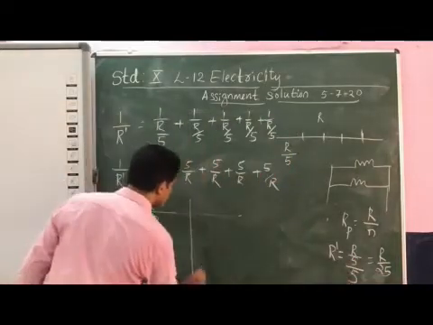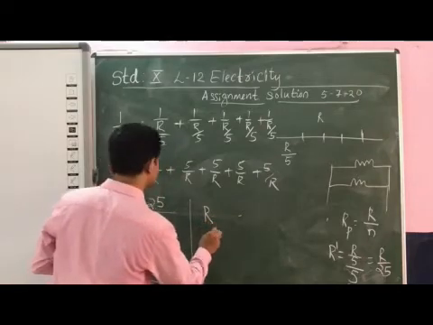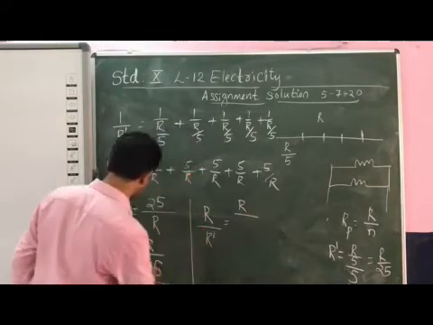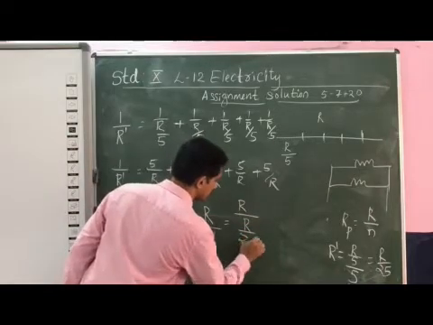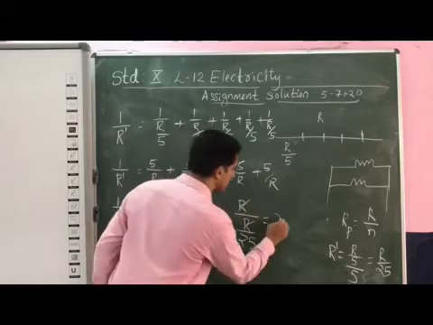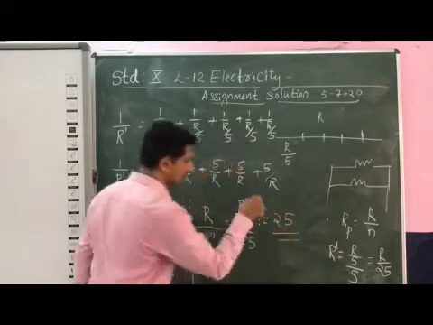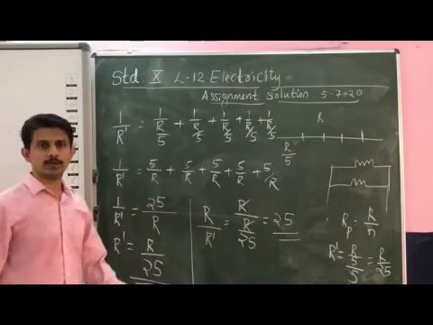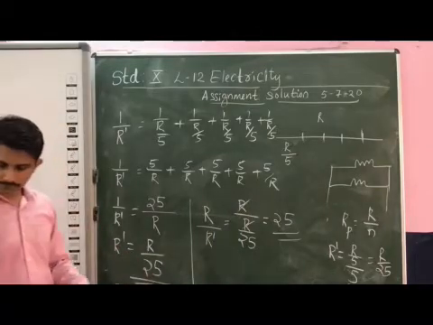Now we are asking what is the ratio between R and R dash. So it should be R divided by R dash, which is R divided by R by 25. That means this will be cancelled. Ultimately 1 upon 1 by 25 means the answer is coming as 25. So R by R dash is 25. So option D is correct.